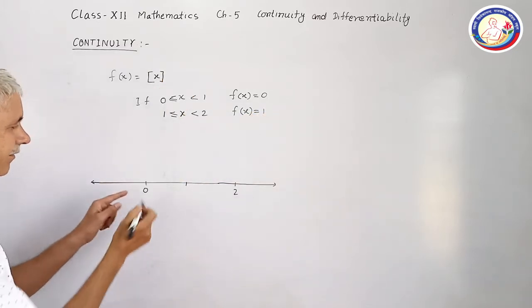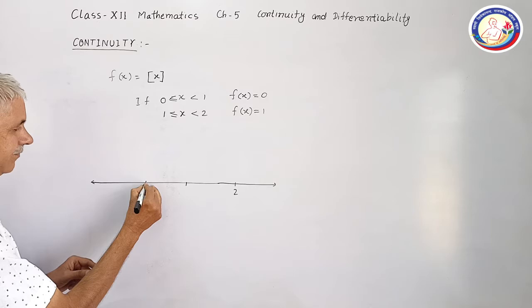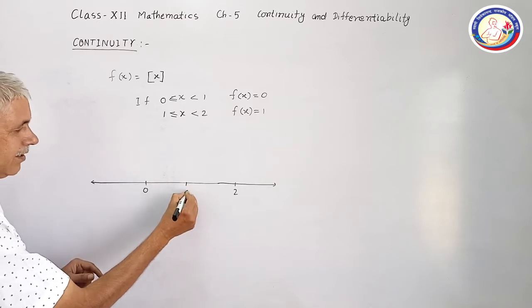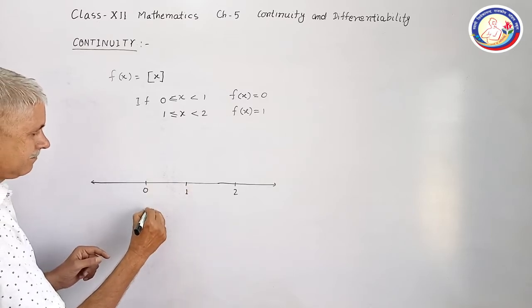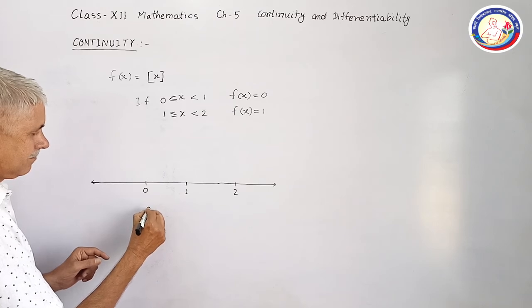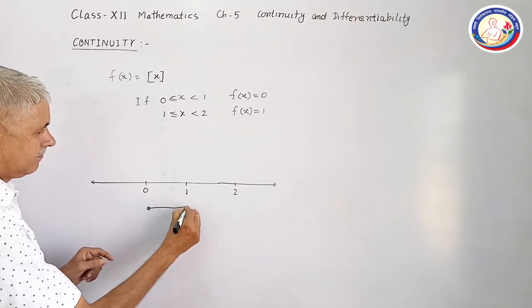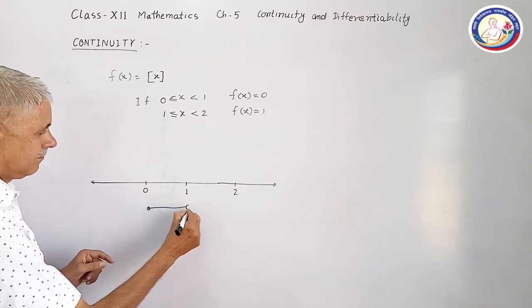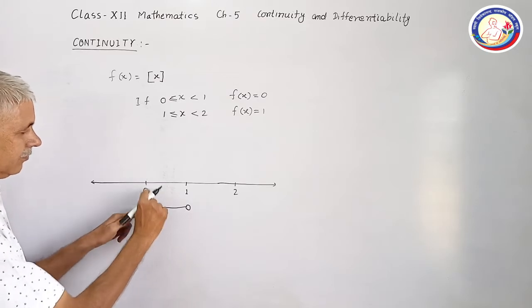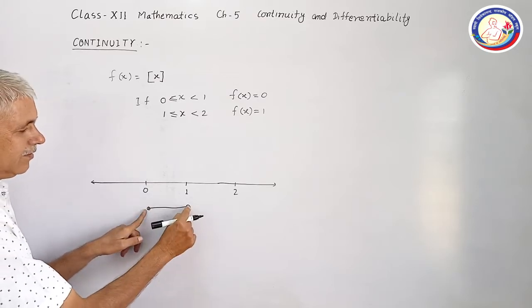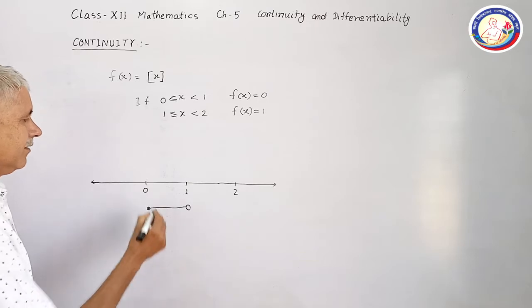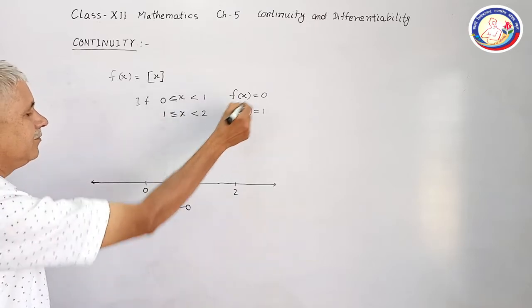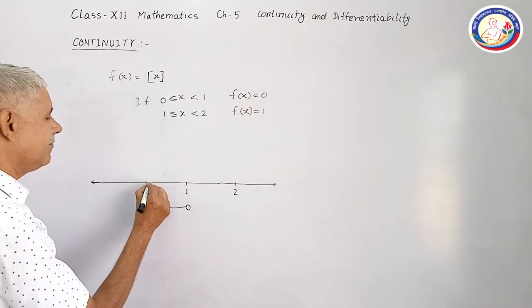It means if the value of x is from 0 to less than 1, in this part, zero is included in this interval and 1 is not included in this interval. The value of the function will be 0. It means this will be the graph of this function.